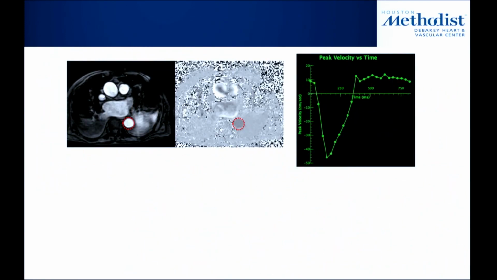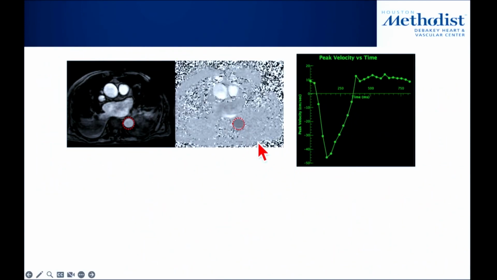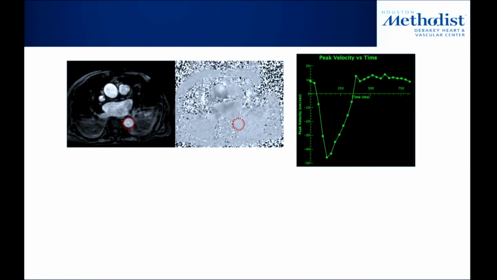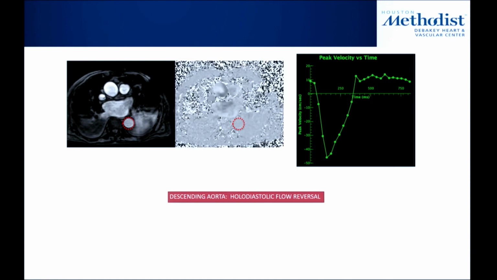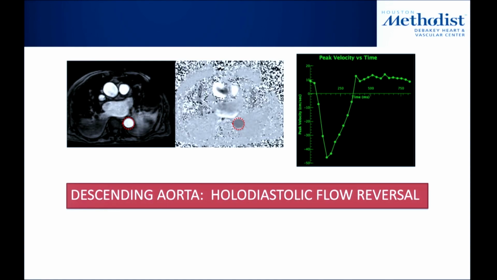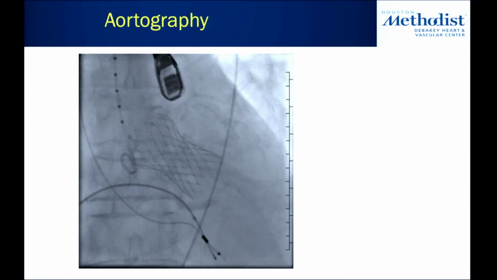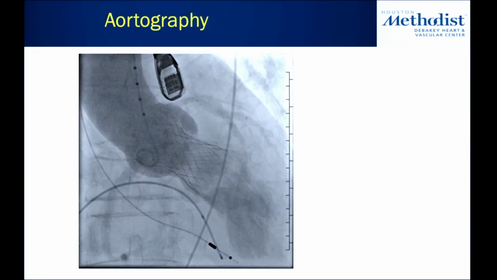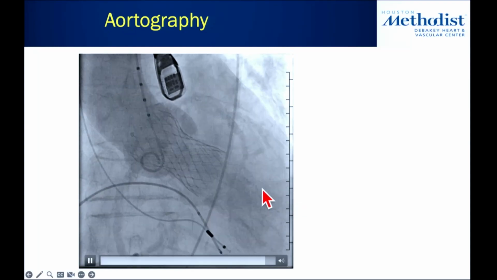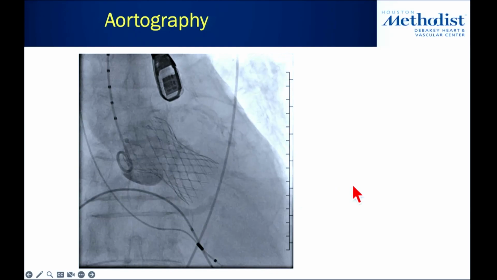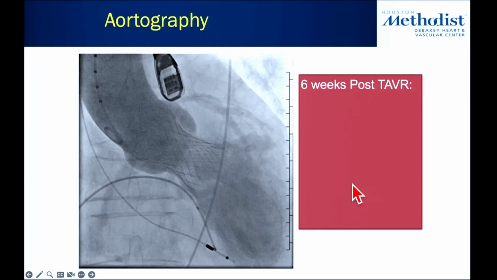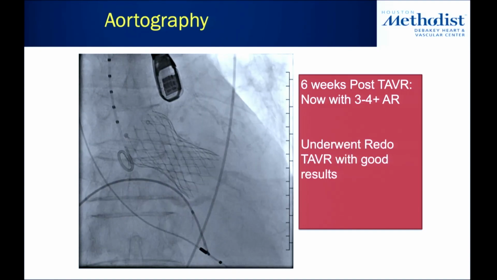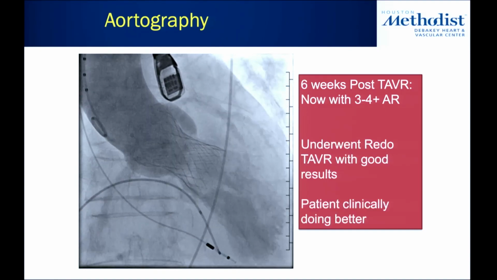Now, you could follow this up by doing a measure in the descending aorta to see if there is holodiastolic retrograde flow in the descending aorta. That is just another measure that increases your confidence that in fact there's significant aortic regurgitation. This patient actually went on to get aortography because he went back for a procedure. You can see they confirmed significant aortic regurgitation, and this was about 6 weeks post-TAVR. He underwent a redo TAVR and did quite well clinically afterward.